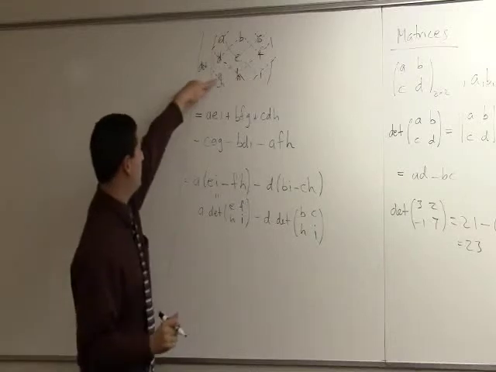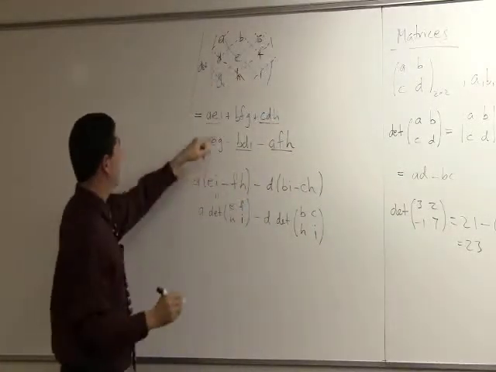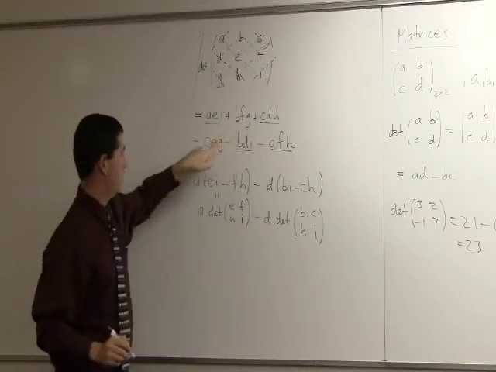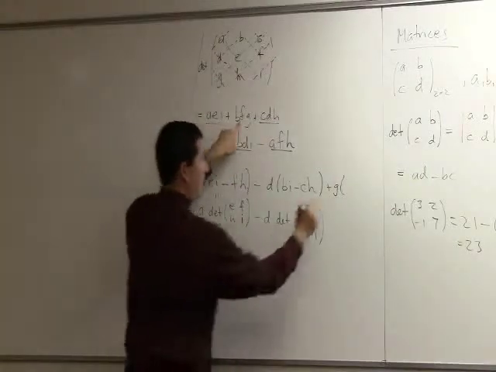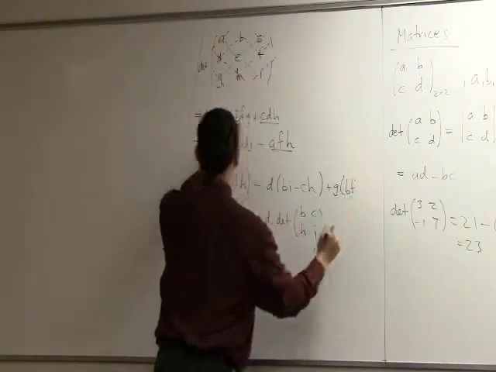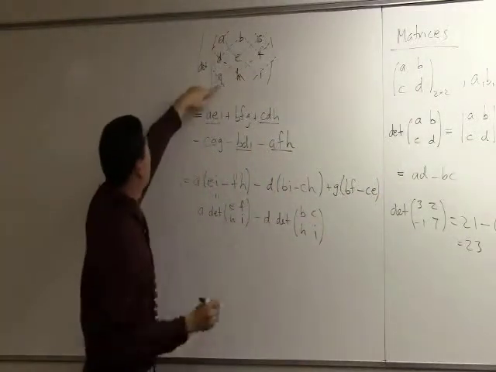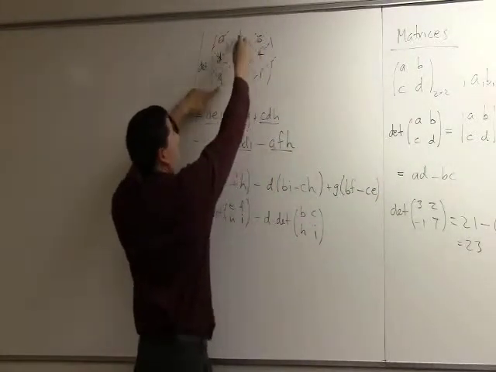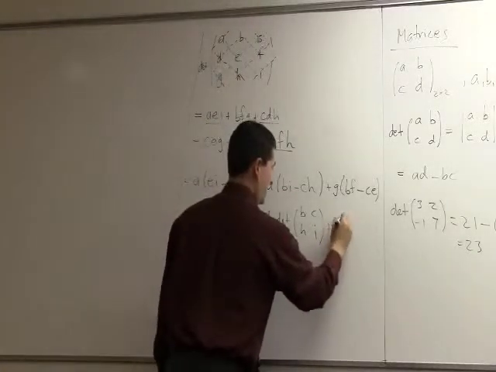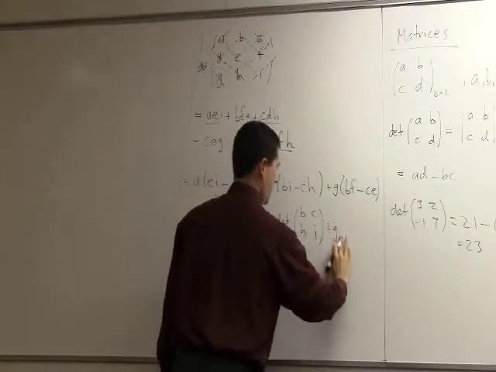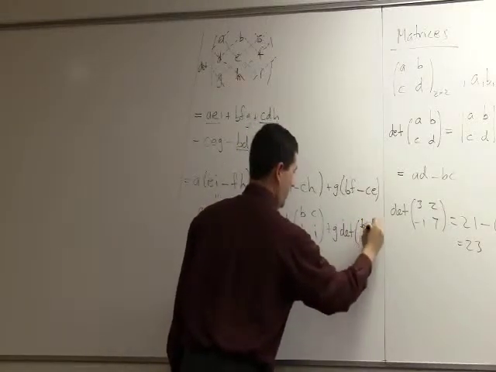Okay. Now I go down to the G. So remember I've hit this one and that one, I've hit this one and that one. And now this G shows up in the last two. So what do I get? I get G, I have a BF, and then I have a minus CE. Look, BF and CE, it's just the determinant of that little 2 by 2 matrix. So plus G times the determinant of B, C, E, F.